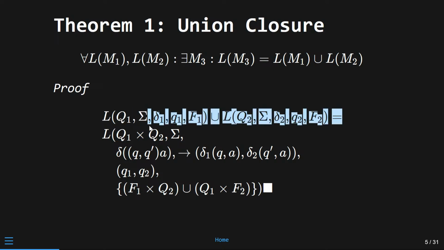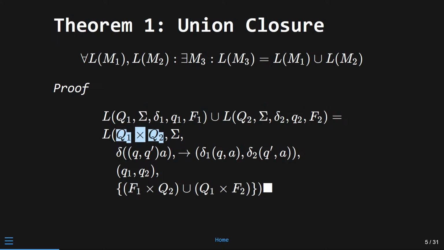So what do we do? For our union, we take the cross product of Q1 and Q2. What does that mean? Well, we take every set in both, right? That should be union. That's disjoint union. This is part of the NFA proof. That's what's going on here. That should be disjoint union. We take the same alphabet.